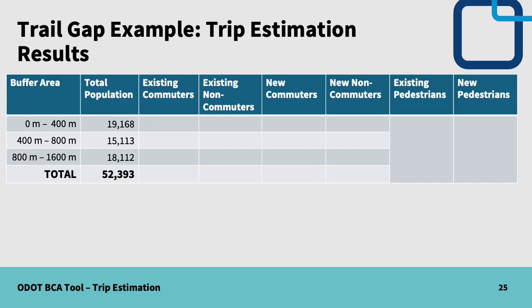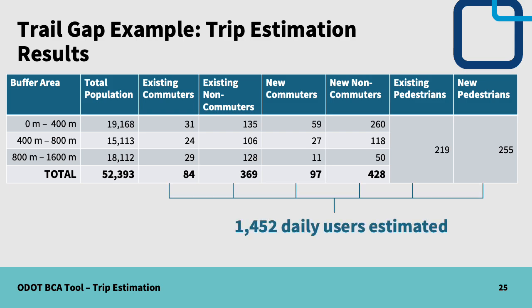And with that, we have estimated existing and new trips for our example Great American Rail Trail GAP project, and are ready to plug these numbers into formulas that quantify benefits like safety, recreation, health, etc. Through this methodology, we've identified 453 total existing adult cyclists, 84 commuters, and 369 non-commuters, 526 total new adult cyclists, 97 commuters and 428 non-commuters, 219 existing adult pedestrians, and 255 new adult pedestrians for a total of 1,452 estimated daily users of this proposed facility.